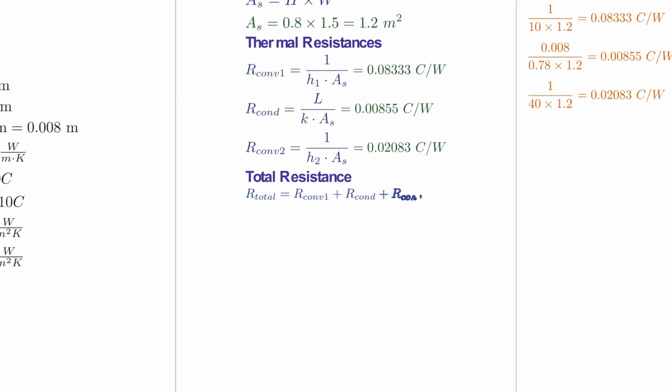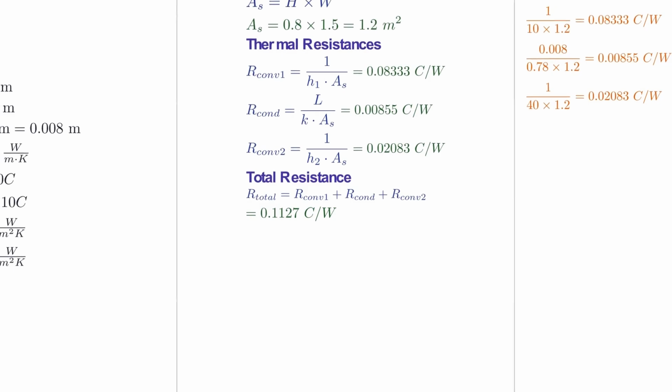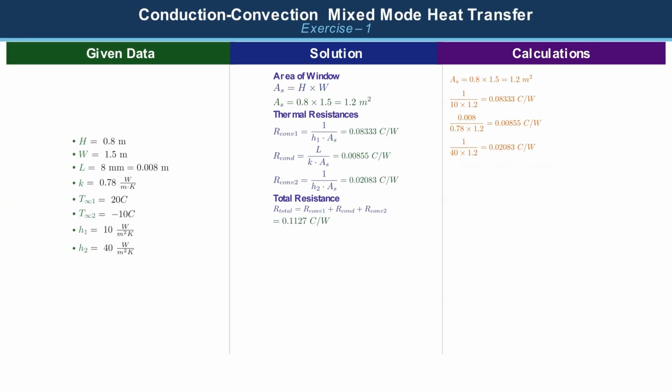We simply add them. R total equals R-conv1 plus R-cond plus R-conv2. Substituting, 0.08333 plus 0.00855 plus 0.02083. R total equals 0.1127 degrees Celsius per watt. This is the total opposition the entire window system offers to heat flow.